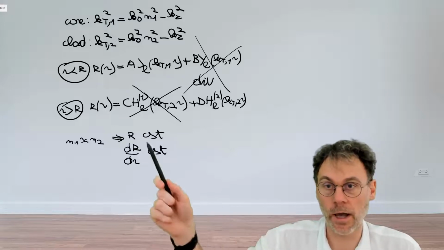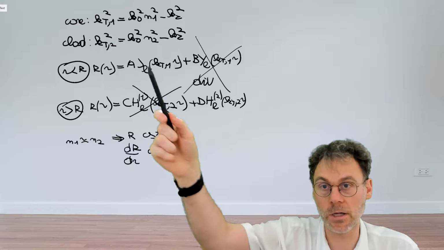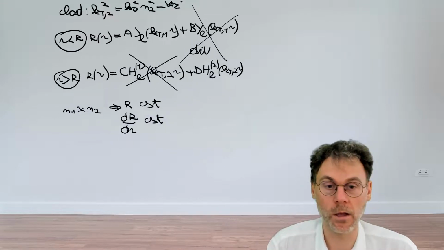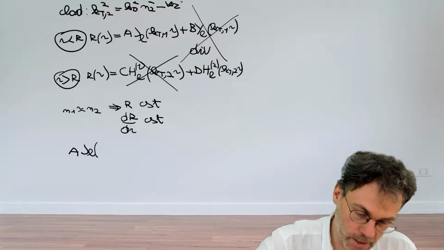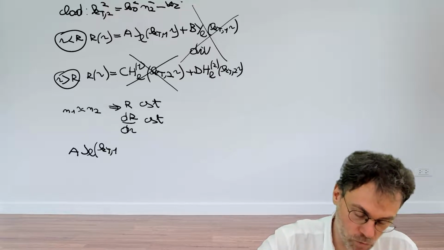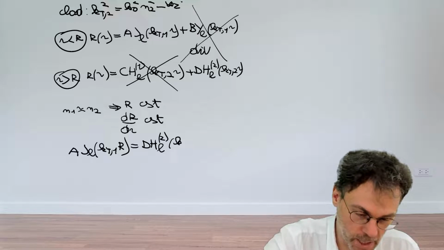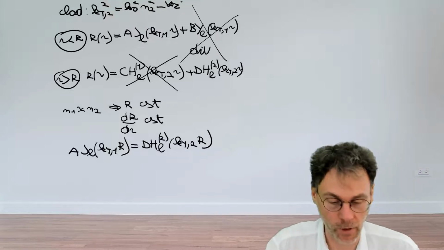Let's just look at what happens when little r is equal to big R, and then we fill that out here and there, and then the result should be the same. That's very trivial. That's just saying that A J_L(kt1 R) is equal to D H_L2(kt2 R).